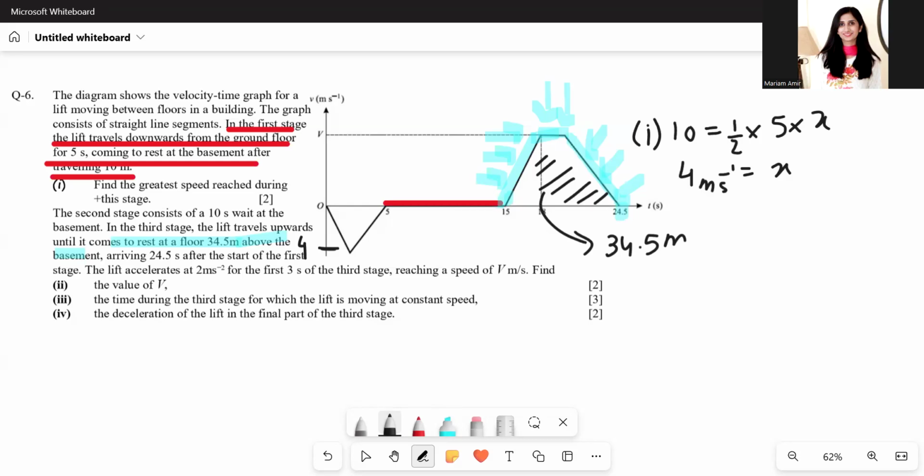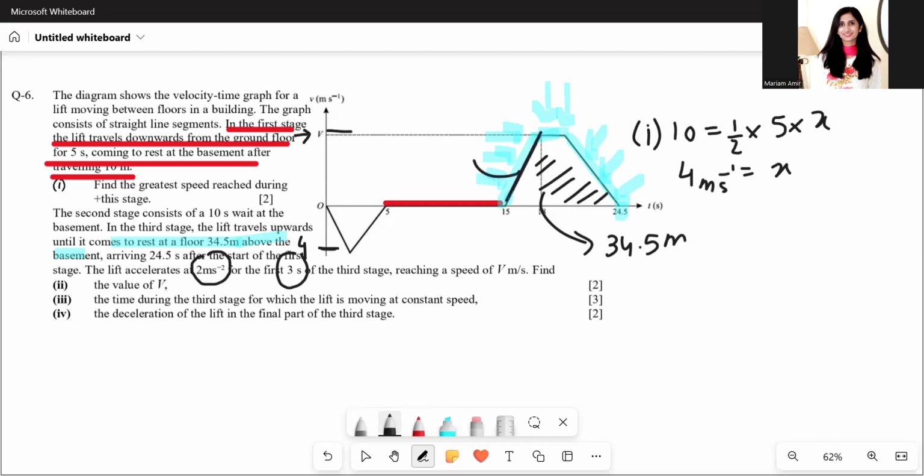Okay, now what do we need to find? Find the value of V. Okay, so V is this value here. Do we have an acceleration here? Yes, the lift accelerates at 2 meters per second squared for the first 3 seconds. So we know the value of acceleration here. It is 2. Acceleration is also the slope in a speed time graph. So I'm going to use the formula of slope. Slope or gradient is equal to rise over run. So the gradient is 2.